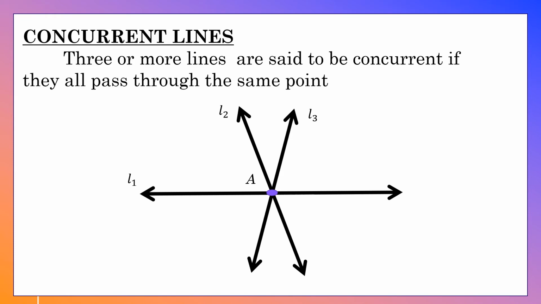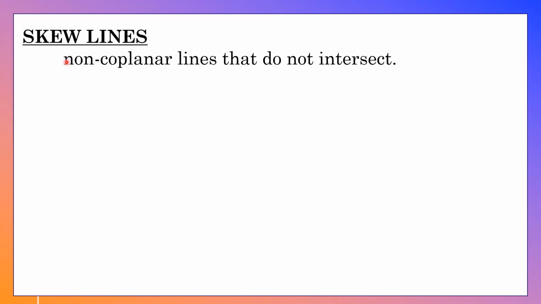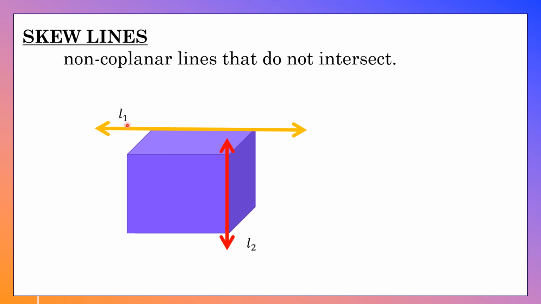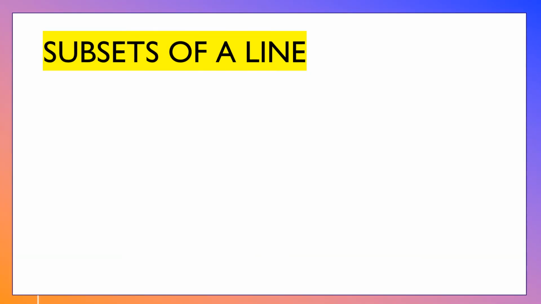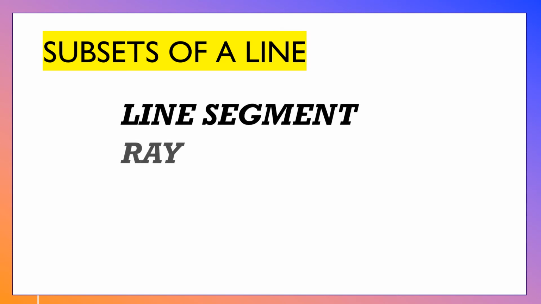Next are the skew lines. These are non-coplanar lines that do not intersect. That means these are lines that are not on the same plane and do not intersect. For example, we have line 1 and line 2. These are called skew lines because they are non-coplanar lines and they do not intersect. Let us now have the subsets of a line. The subsets of a line are line segment and ray.